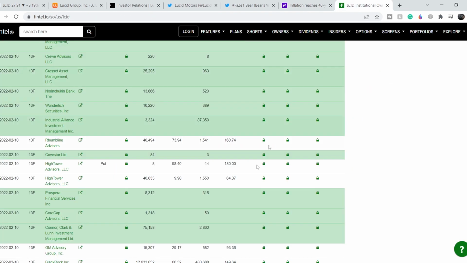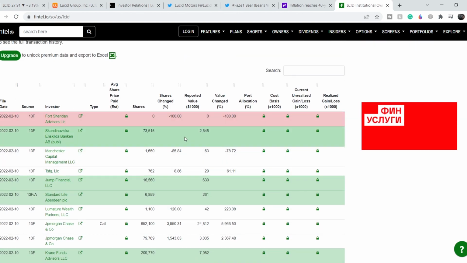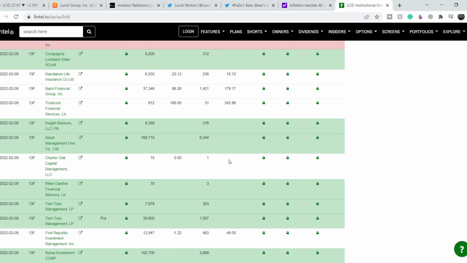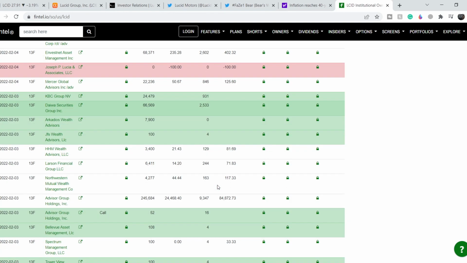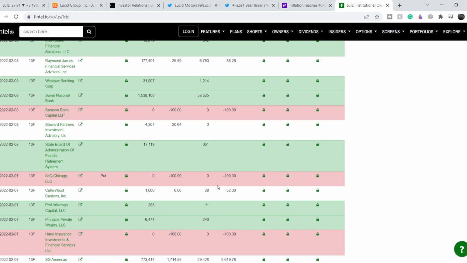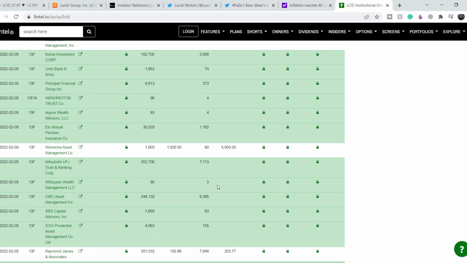But let me show you the institutional investors of this company. Green rows indicate new positions and red rows indicate closed positions. And let me show you the bigger picture. We have many more green rows than red ones, and all of these rows were made since I made my previous video. So technically, in just 7 days, institutional owners opened new positions for about $1 billion. And definitely it is a huge increase in ownership.